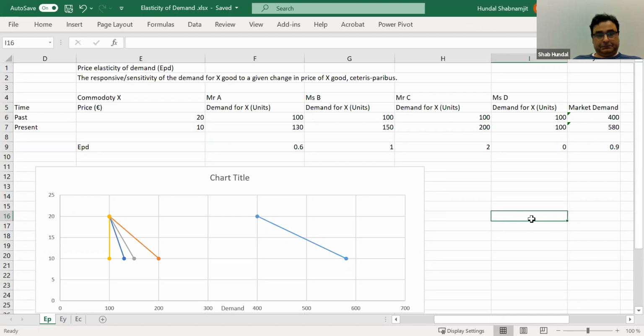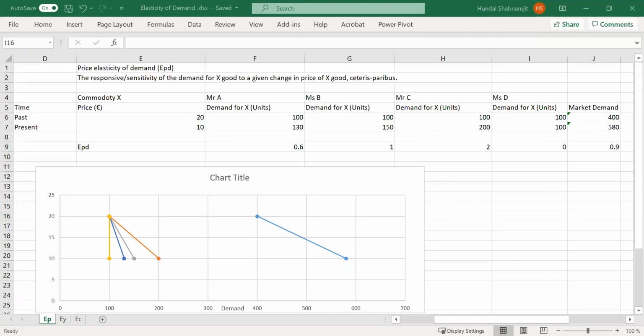Questions, comments about this calculation? Yes, I have one question. Yes. If the price is down for one, and market demand will grow by 0.9, does it mean that I will gain as a producer, I will gain less than I will spend on this, or if I have market demand in plus, so I will gain something?